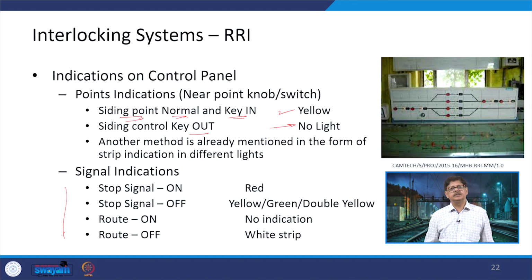In the case of signal indications, if a stop signal is on, then that is red. We have already talked about this when we discussed the signals. An off condition can be green, yellow, or double yellow depending on whether it is a warner or a distant signal respectively. The route is on, no indication. If the route is off, then it is a white strip.